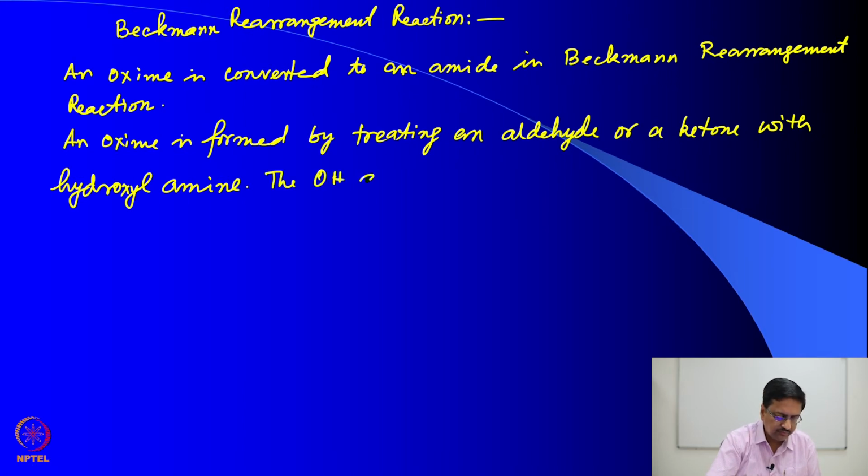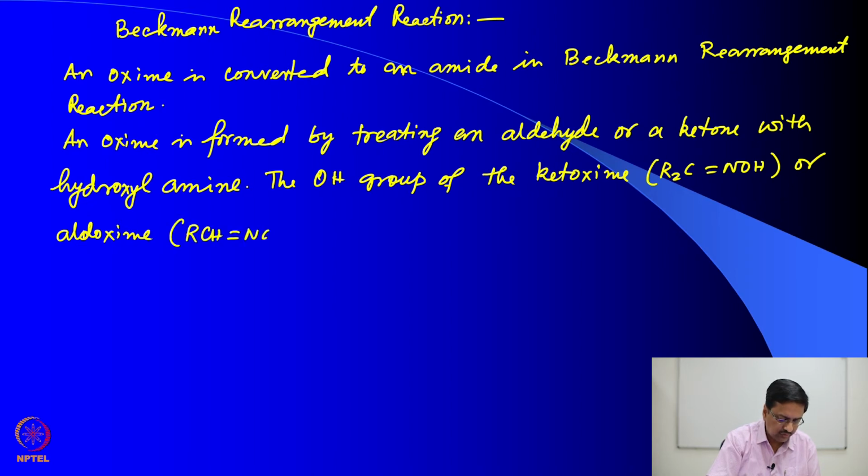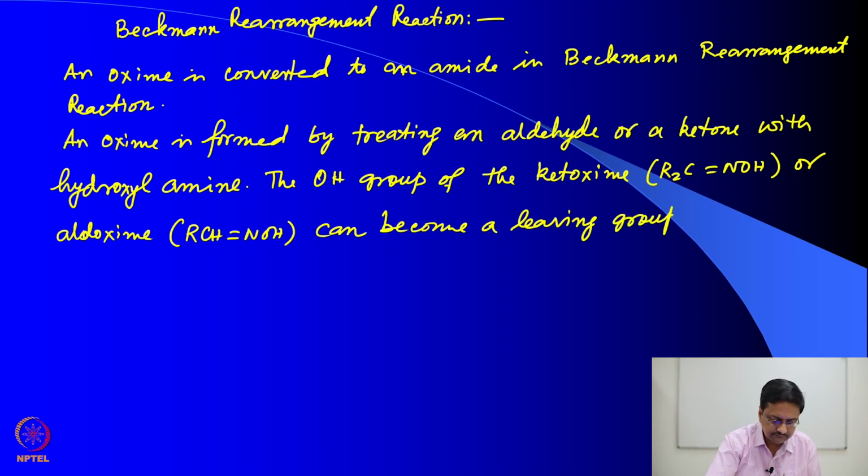The OH group of the ketoxime, that is R2C double bond NOH, or aldoxime, that is RCH double bond NOH, can become a leaving group by tosylation. So, the reaction is like this.